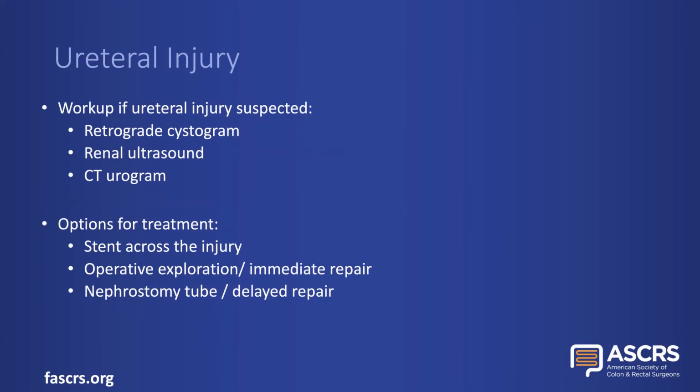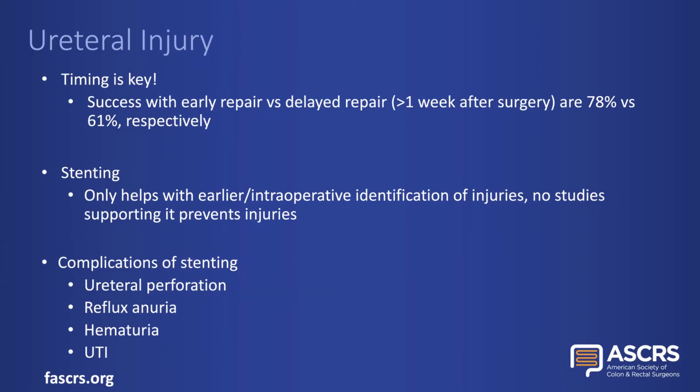These patients can also get flank pain or an ileus. If you suspect a ureteral injury, typically a CT urogram may be the best option. However, if you're doing it because of an elevated creatinine, then you're not going to want to give that patient dye. Renal ultrasound can tip you off to hydronephrosis, and then for urologists, the retrograde cystogram is going to be the best. Options for treatment are to stent across the injury and hopefully allow that to heal. Immediate repair, if it's an early leak, has better outcomes, or delayed repair and temporary nephrostomy tube placement may be what you need to do if it's a late identification.